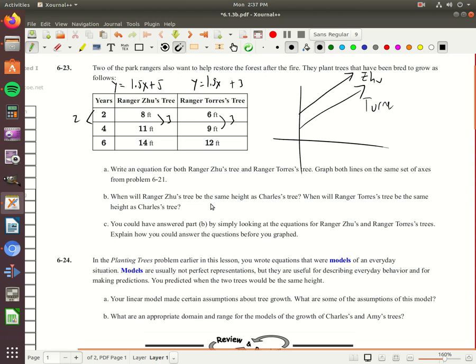It says, when will Ranger Zeus's tree be the same height as Torres's tree? It looks like never, right? They're never gonna touch because they grow at the exact same rate. They're parallel lines. So you could have answered part B simply by looking at the equation for Zeus and Torres's tree. Explain how you can answer the question before you graph. Well, we say, hey, look, same slope but different y-intercepts, and that's what parallel lines are.